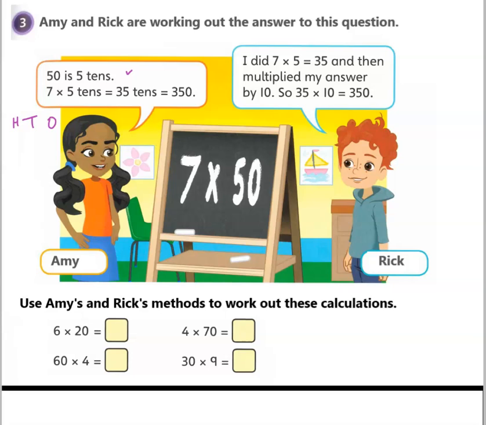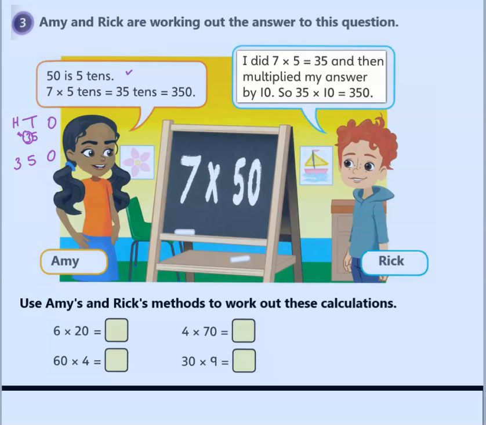So 35 tens, well, you know that we can't just put 35 into the tens column. We have to take that 30 tens and place it over into the hundreds column. So 35 tens is 350. So we agree with her. Let's see what Rick did.